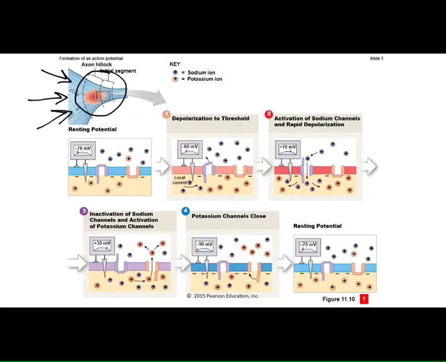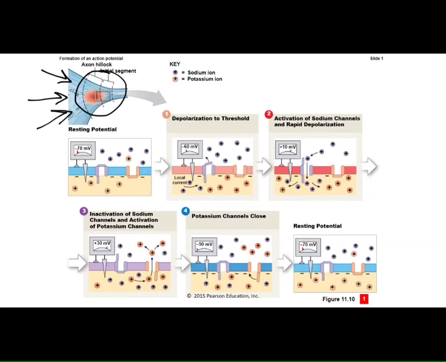Once this huge influx of sodium happens, the sodium gates will close. The potassium gates are just a little bit slower to respond, so now the potassium gates will open. We know that as potassium gates open, over here, the orange guy, potassium, is leaving. That's going to start bringing the inside more negative. In fact, it's going to overshoot.